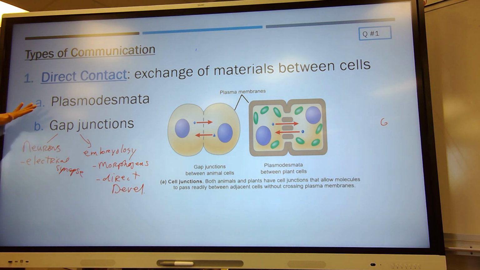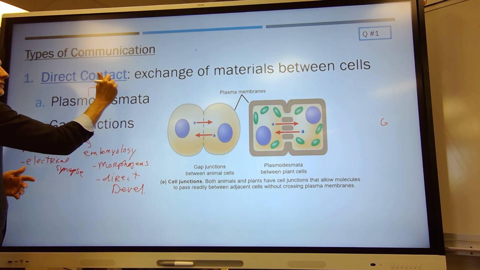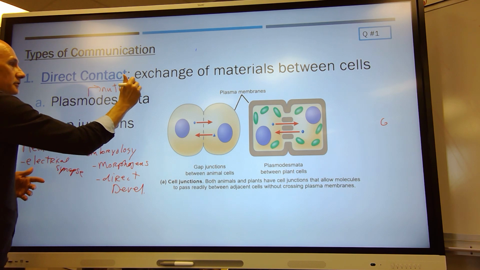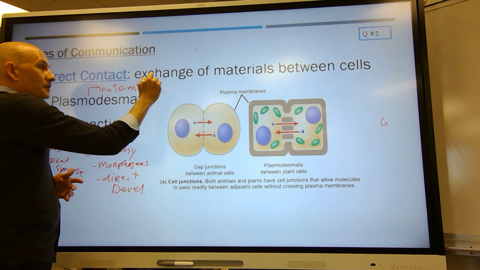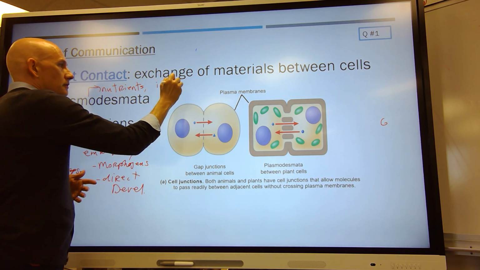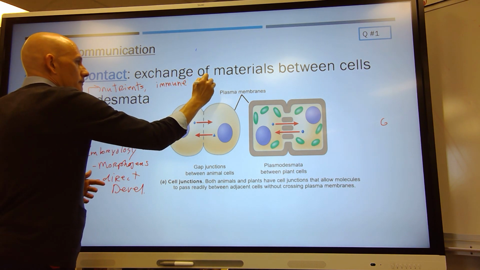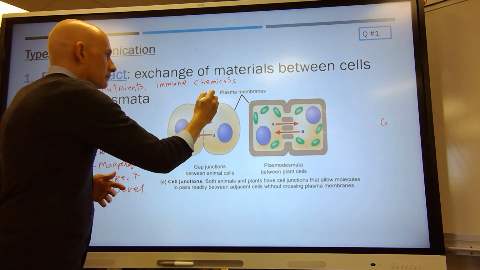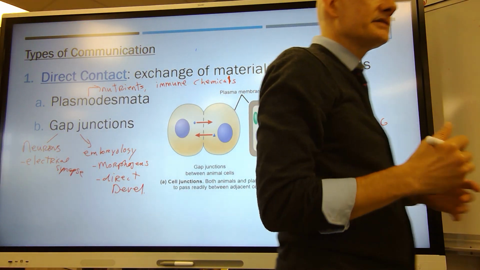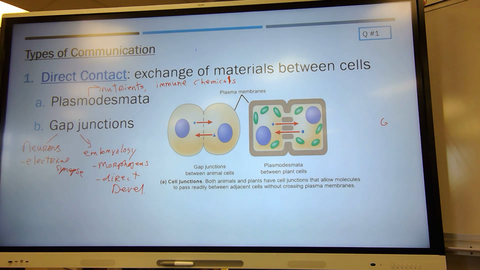In plants, they'll directly transfer nutrients from cell to cell, but this will also directly transfer the immune chemicals to fight off viruses, and also to help make the plants taste bad to herbivores and things like that. And so this is just very quick communication between cells.